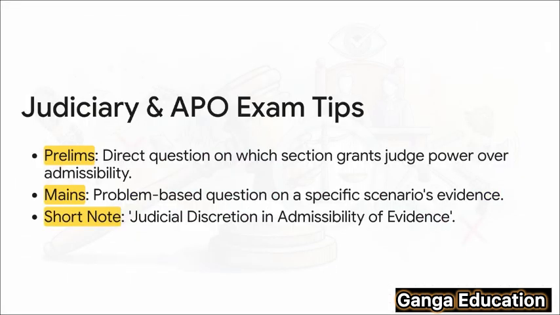Now let's get down to some solid exam tips. In your prelims, you can expect a direct section-based question like, which section gives the judge the power to decide the admissibility of evidence? The answer is Section 141. For your mains exam, you might get a problem-based question where you're given a scenario and asked to decide if the evidence is admissible with reasons. Or you could be asked to write a short note on judicial discretion in admissibility of evidence.